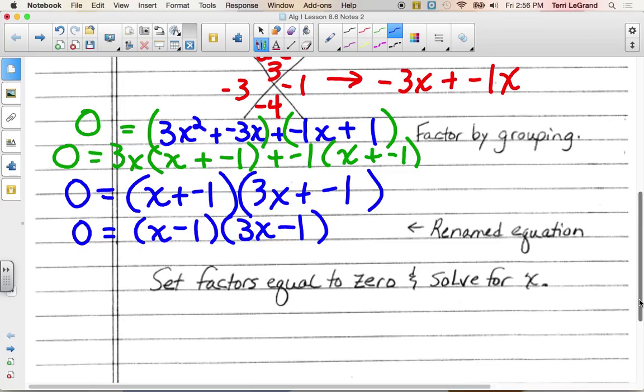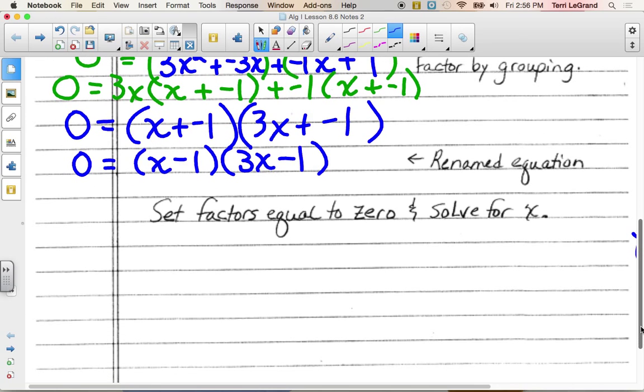Okay, so we've renamed it. Last thing to do, set each factor equal to 0. What property were you using? Zero product property, which says set each of them equal to 0. X minus 1, no, we set each factor equal to 0. We have a nice linear equation twice, and we solve for x.